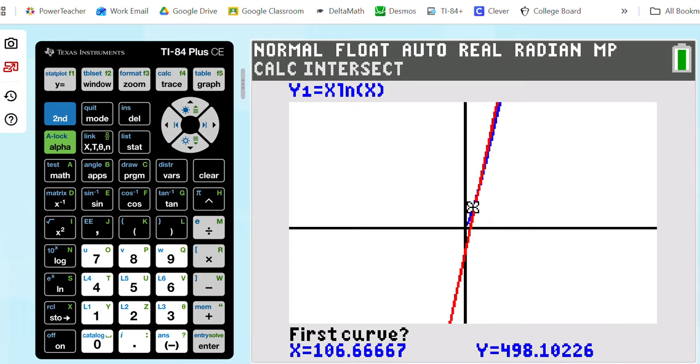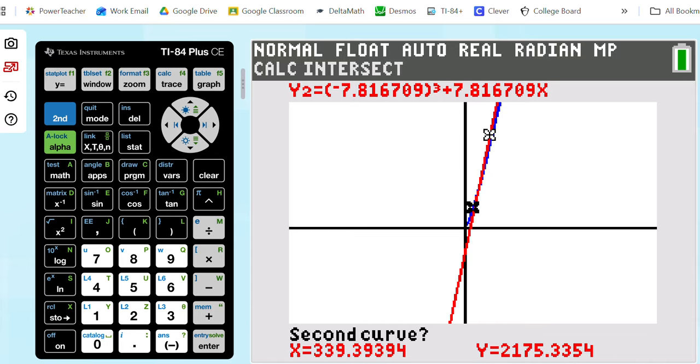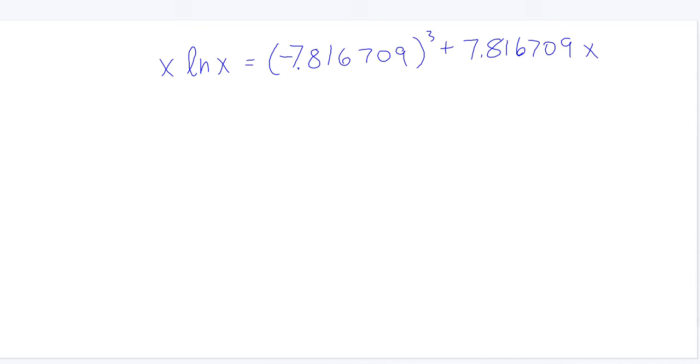And well, I'm already on the first curve. I'm just going to hit enter. I'm going to scroll a ways to the right until I can see that I'm clearly past where they've intersected. Now my red one is on top of the blue one. I'll hit enter. It'll say guess. I'll hit enter again, and it's going to give me this value of x equals 183.30284.